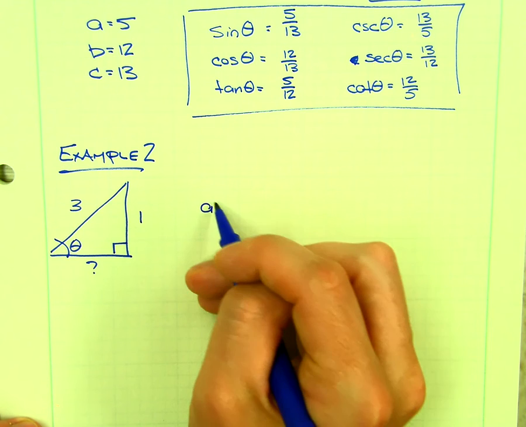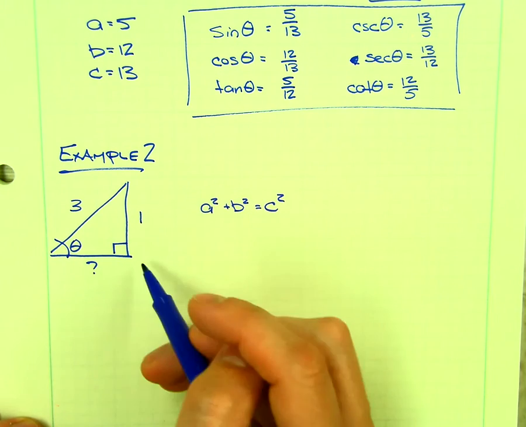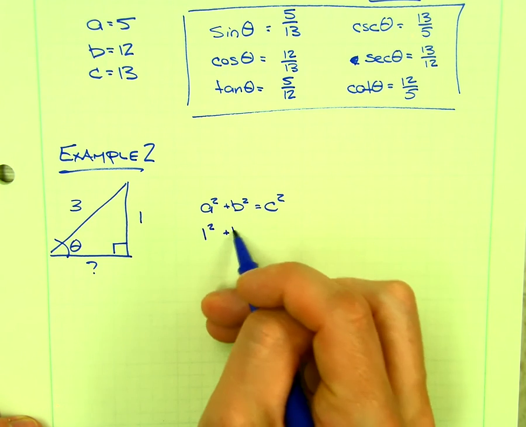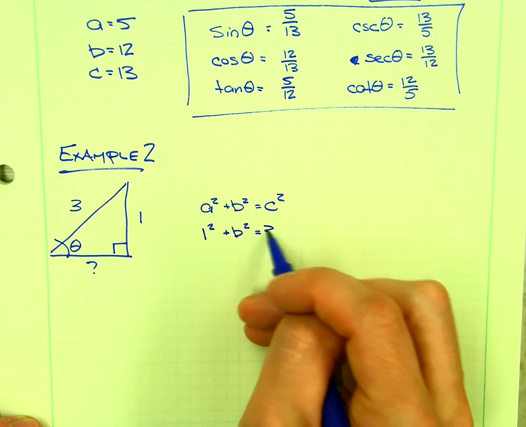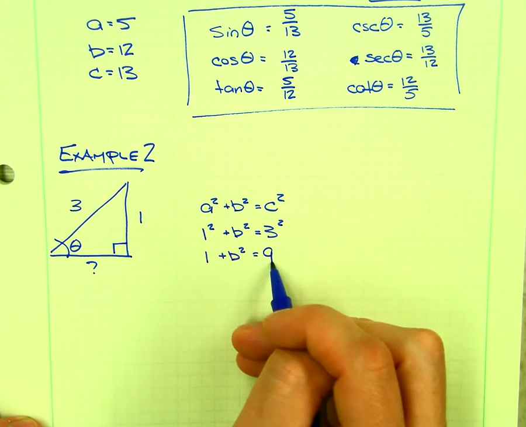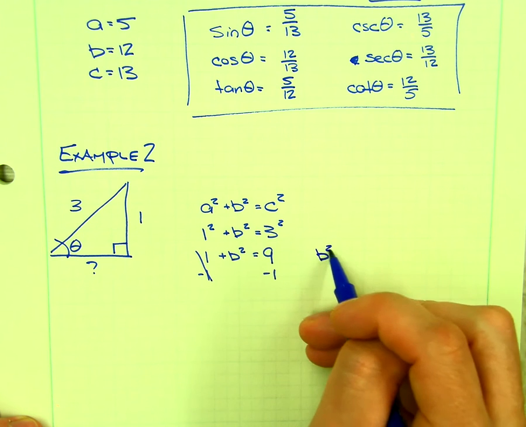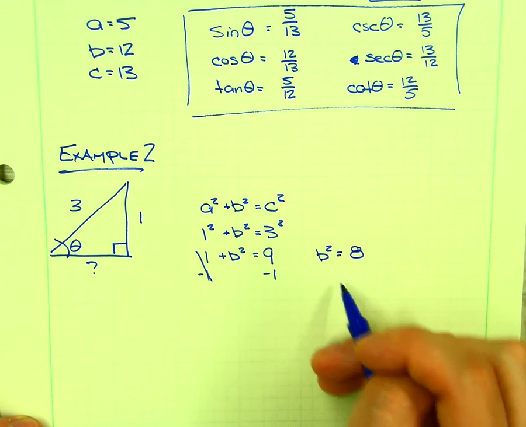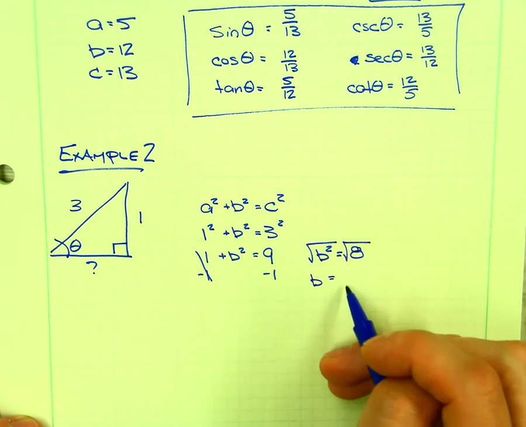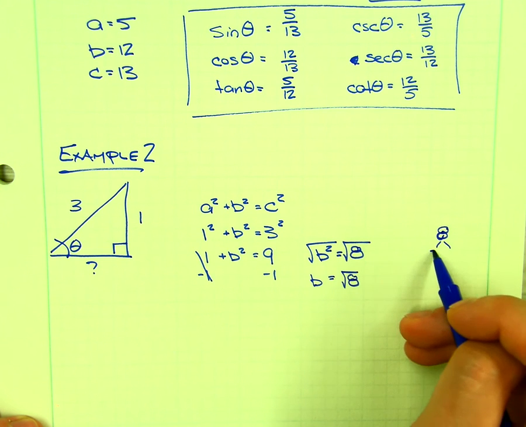So here I start with a squared plus b squared is equal to c squared. Instead of knowing a and b, I know a and c. So I'm going to say 1 squared plus b squared is going to be equal to 3 squared, or 1 plus b squared is going to be equal to 9. So doing a little bit of quick algebra, subtracting 1 from both sides, b squared is going to be equal to 8. If I square root this, b is going to be equal to square root of 8. Or if I do my tree over here, I'm going to try to reduce this.